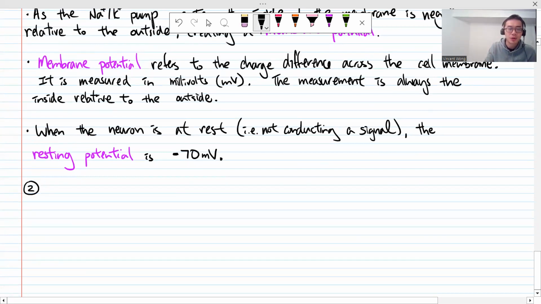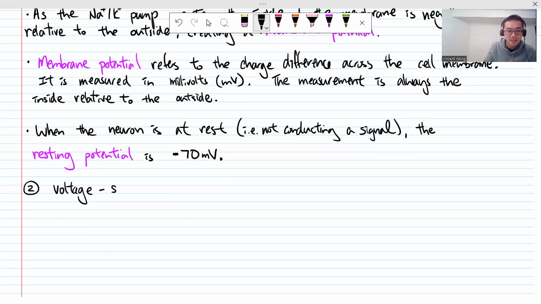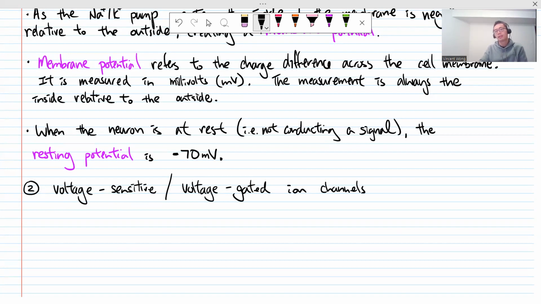Which is called voltage sensitive, or sometimes called voltage gated, ion channels.